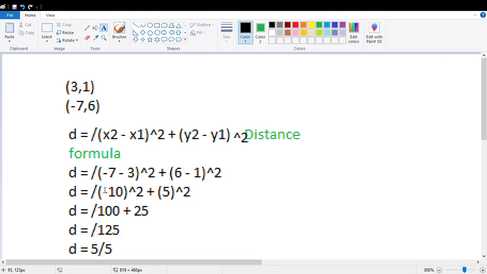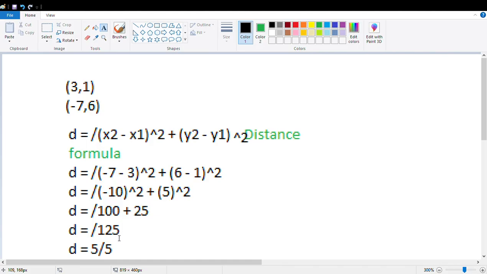Now, let's combine our like terms. So, -7 minus 3 is -10. 6 minus 1 is 5. Now that we have that, let's simplify it. So -10 raised to 2 is 100, and 5 raised to 2 is 25. So, therefore, we have combined like terms. Therefore, we have 125.